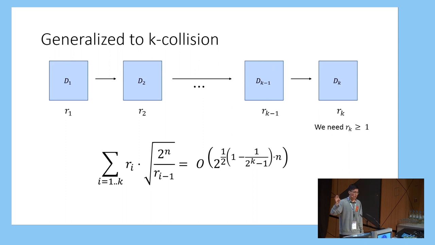And by optimizing the formula, we have the upper bound. And this gives our algorithm for any k to 1 function. And also, actually, it works for arbitrary function as long as the domain is at least k times the range.